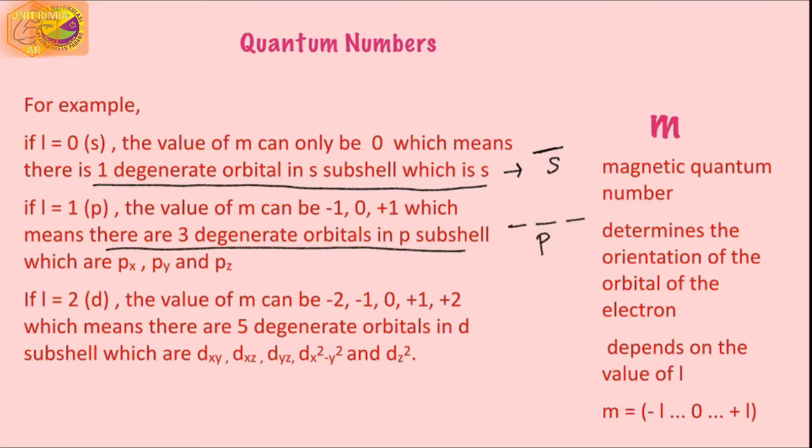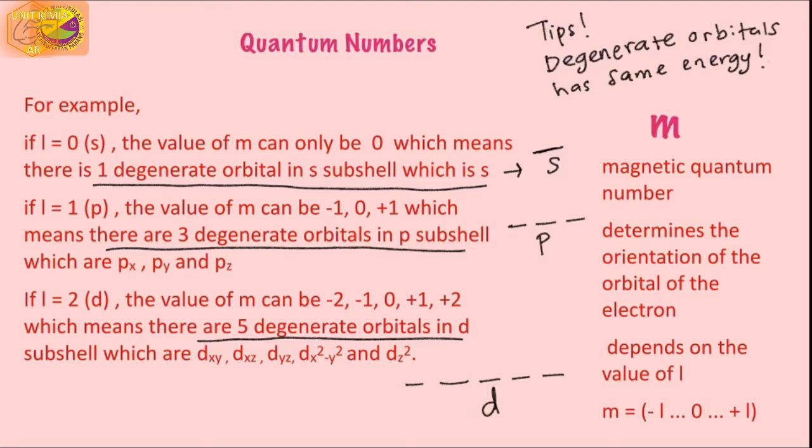If l equals 2, which means the d orbital, the value of m can be negative 2, negative 1, 0, plus 1, and plus 2, which means there are 5 degenerate orbitals in the subshell, which are dxy, dxz, dyz, dx squared minus y squared, and dz squared. Here is a little tip. Degenerate orbitals have the same energy.